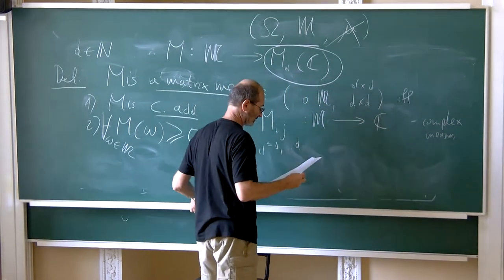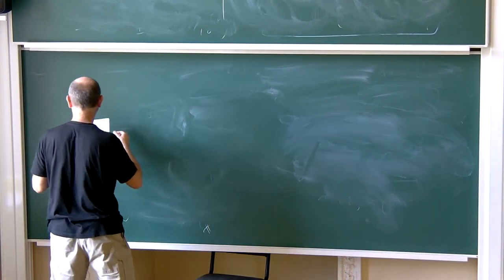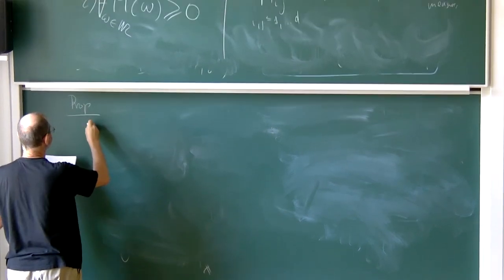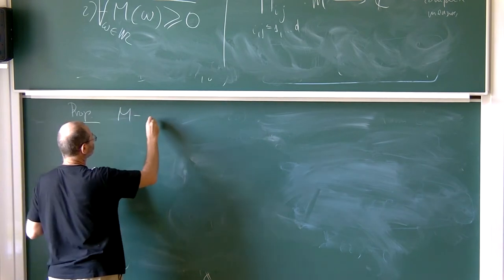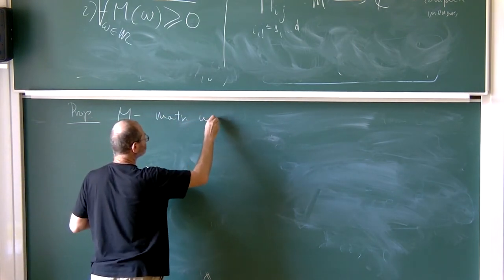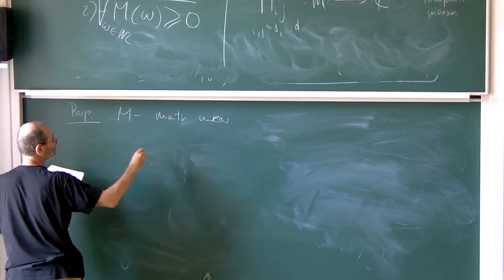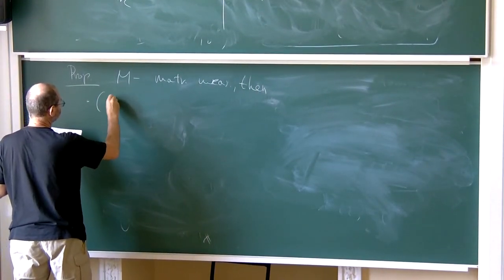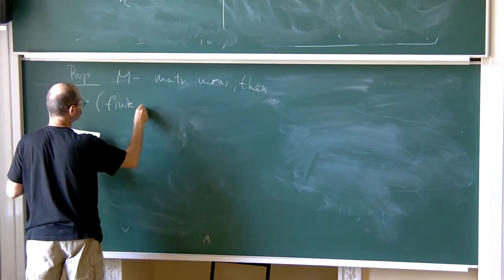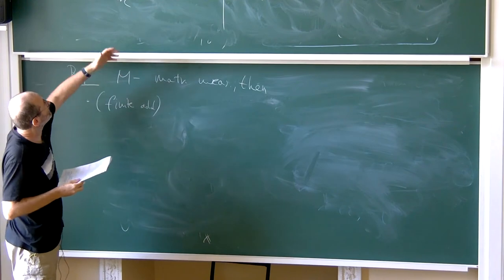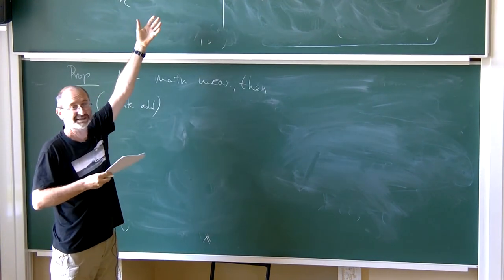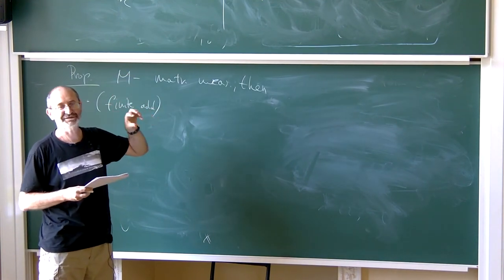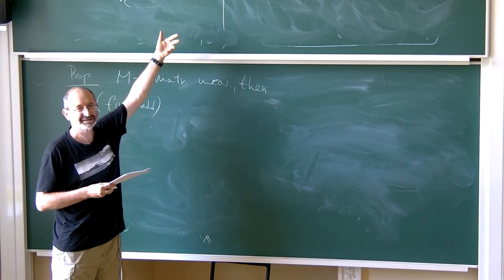And a proposition about some simple basic properties. We can say when M is a matrix measure, then this is finite additive also. And you can say this is countable additive, it's better, not every time. We should know that the empty set has zero measure, and here, fortunately, it's true.